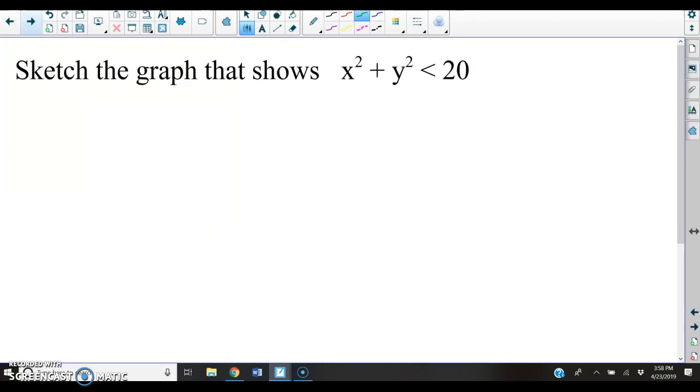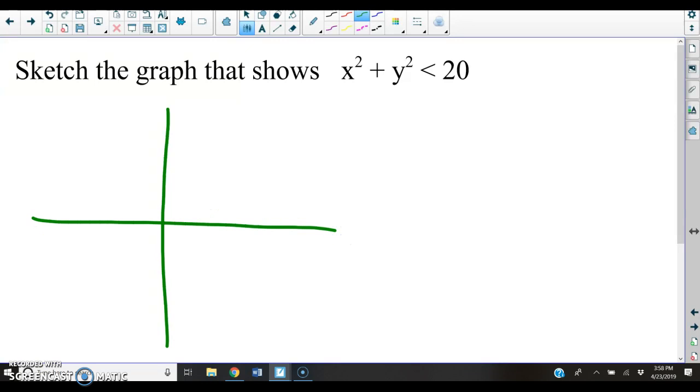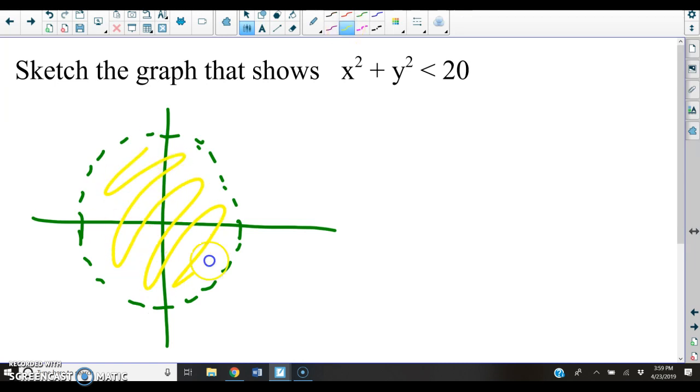So if I want to show that x squared plus y squared is less than 20, well, that means that the square root of 20, about 4.5, is my radius. It goes through the point 4, 2, and 2, 4, and so on. So it's going to be something like this. Less than 20 means it's going to be inside. So it's going to be inside that circle. That's what it will look like.